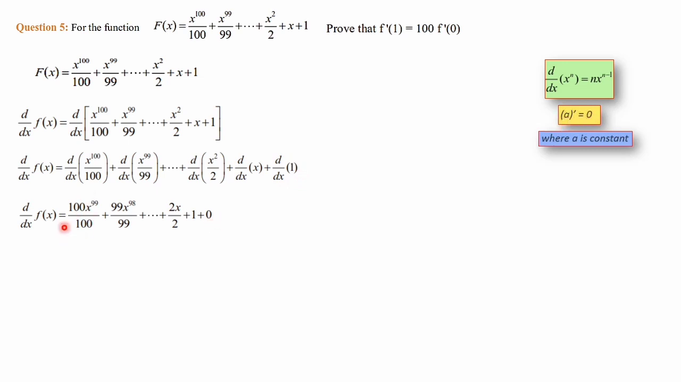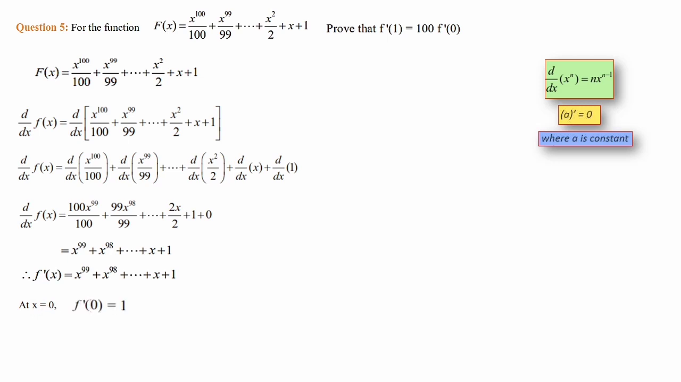Then this 100 can be cancelled, 99 cancelled, 2 cancelled. So finally we get x power 99 plus x power 98 plus etc plus x plus 1. So this is f dash x, because we need f dash 1 and f dash 0, which means we have to calculate f dash x. We have calculated and got the answer like this. Next we have to go for f dash 0. F dash 0 means we have to replace x and put x equal to 0.